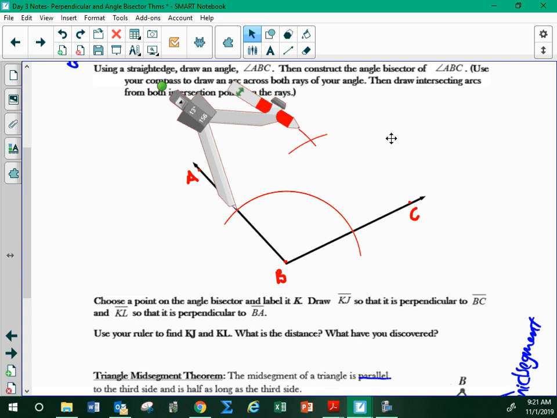Looks right. You got it. Alright, so basically what we did was the same distance, and now we connect with B. That's why we only need one of them, because we already had a point to connect it with. So this intersection, connect that with B. That's your angle bisector.